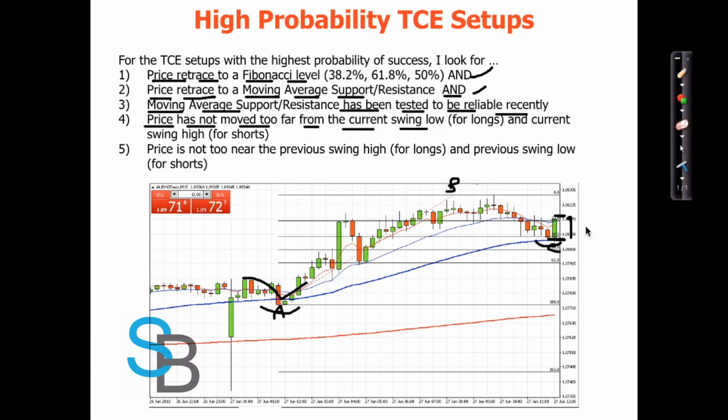So I always want to ensure that my 1R, which is the distance from my entry price to my stop loss price, is not too big relative to where I'm aiming for, right? 1 to 1.5 or 1 to 2. So I'm always measuring it relative to where was the current swing high, if you will. And I'll give you a few more examples in a while, in the next few slides. Next, the price is not too near the previous swing high. Again, it's a bit of a typo. It should be current swing high.